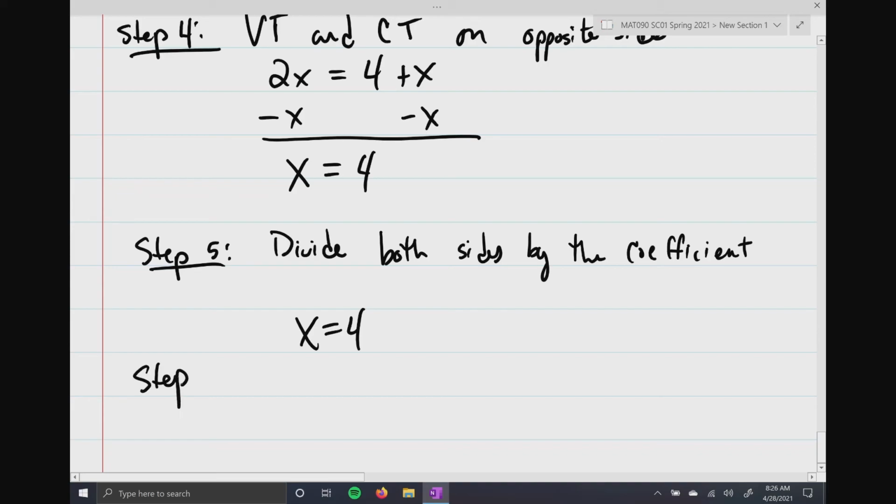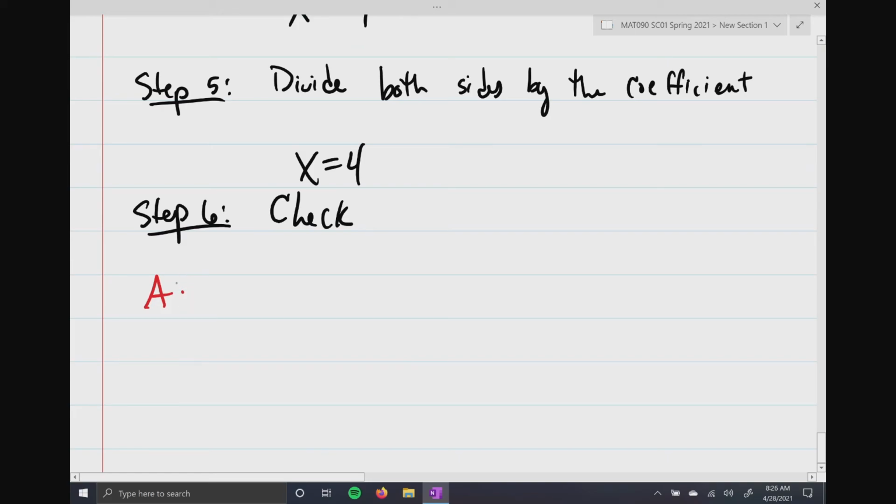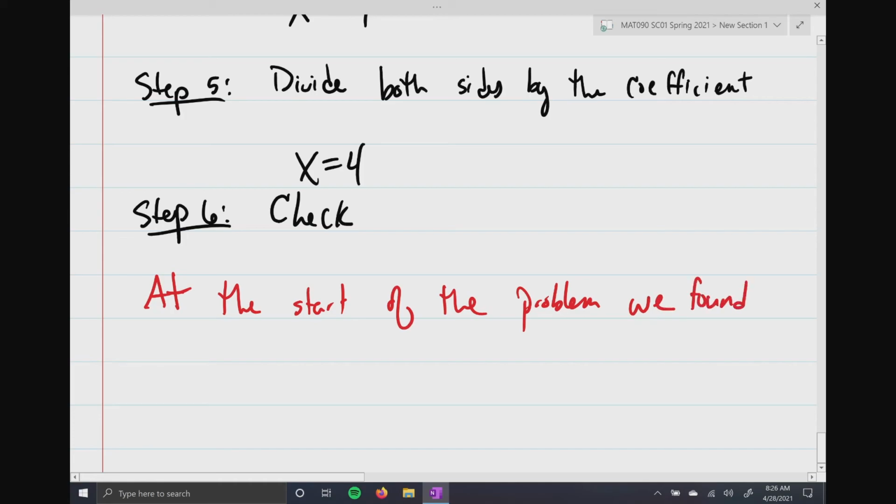Step 6. Check. At the very start of the problem, we found that x cannot equal 4. So at the start of the problem, we found that x cannot equal 4. What did we come up with? 4. But we know we're not allowed to have that, correct?